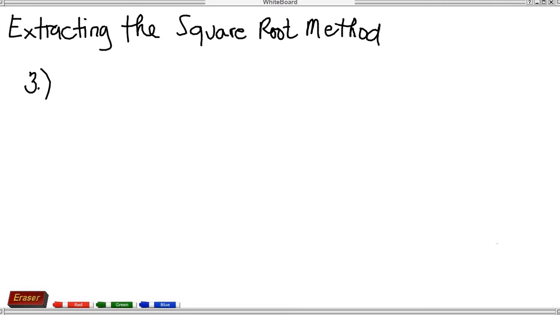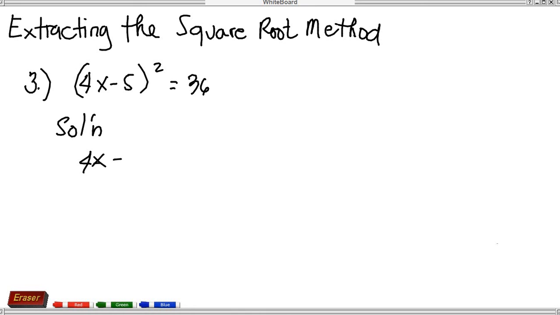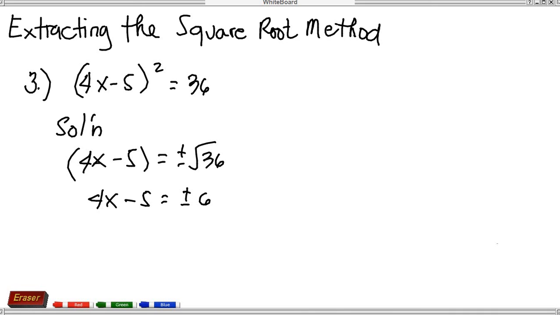Example number 3. Say we have (4x − 5)^2 = 36. Solving this one, we have 4x − 5 equals plus or minus the square root of 36. So we'll have 4x − 5 = ±6. Therefore you will have 4x = ±6 + 5.